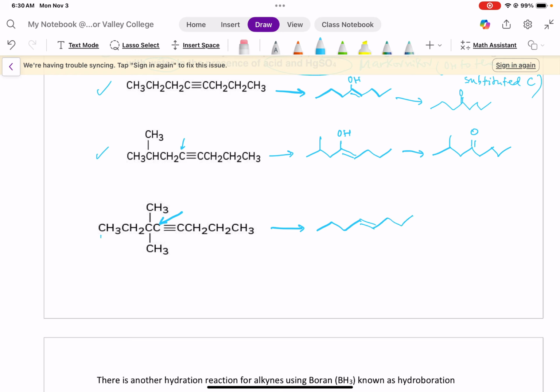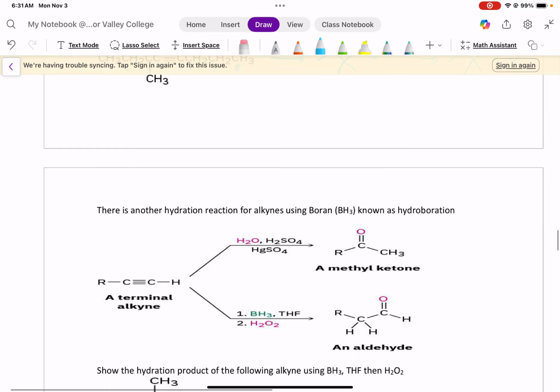So you guys see it? 1, 2, 3, 4, 5, 6, 7, 8. That's how I keep track of carbon. So number 4, we have OH, and then number 3, we have 2-methyl. 1, 2, 1, 2, 3, 4. Yep, we can do that. Okay. All right.